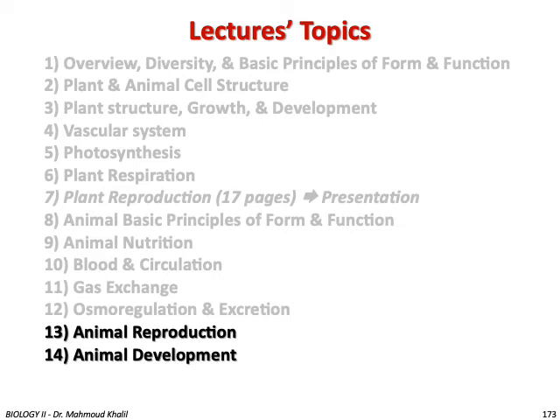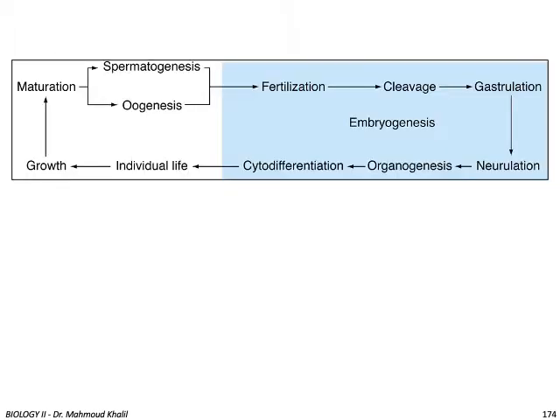Hi, today we'll talk briefly on animal reproduction and animal development. The development starts with maturation of the adult, which then does spermatogenesis and oogenesis to produce sperm and ova. After fertilization, which is the merging and fusion of sperm and ova, the zygote is formed and successive divisions occur, termed cleavage, which lead on to gastrulation.